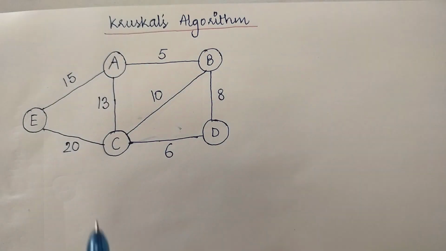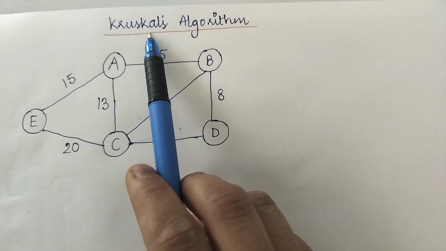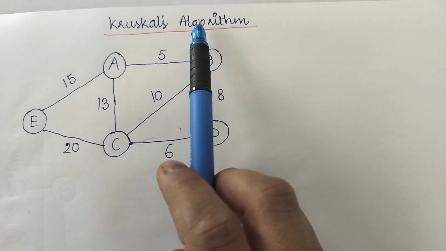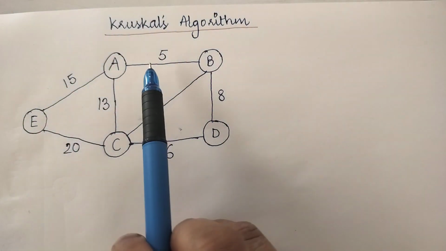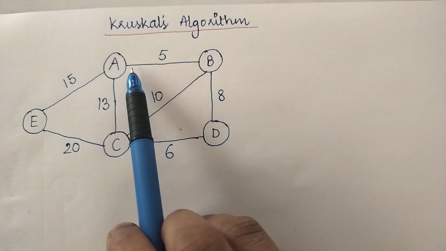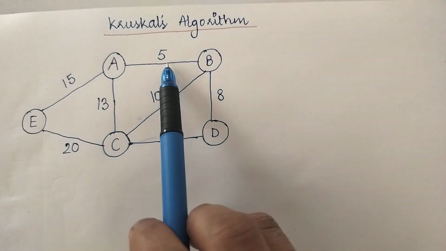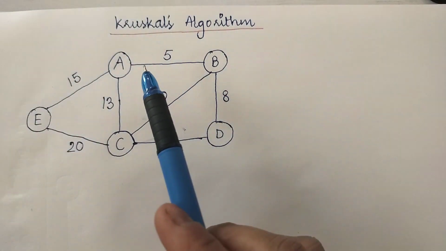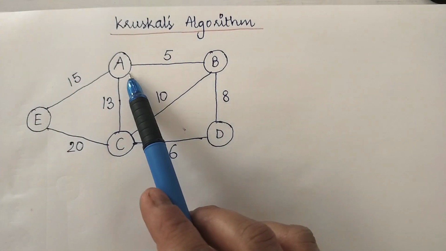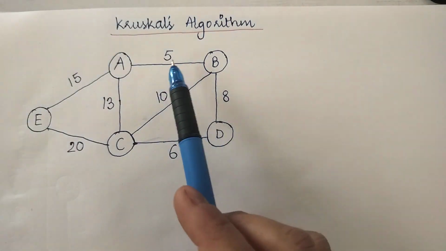Hi everyone, today we are going to study Kruskal's algorithm to find the shortest spanning tree. In Kruskal's algorithm, we start with an edge with the minimum cost. So we start with the minimum cost and you can clearly see that the minimum cost is between vertex A and B, which is 5.